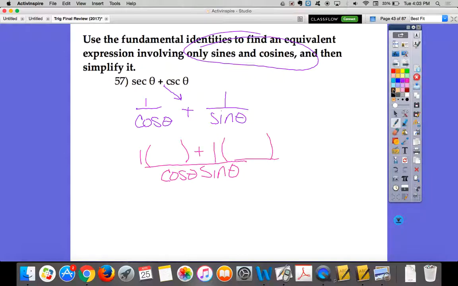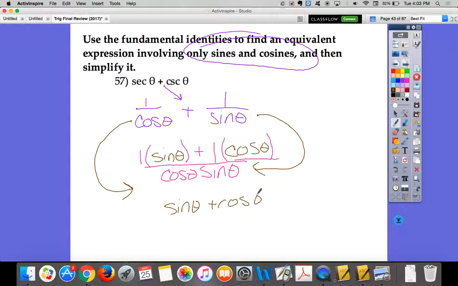So if you will look and see, compare this denominator to this denominator, how's it different? Well, this one has a sine, so that goes up there. Now compare this one to this one. Well, it's different. This one has a cosine. That's going to let you figure out what your new numerator is going to be. So 1 times those don't really change. It's just going to be sine of theta plus cosine of theta all over cosine theta, sine theta.